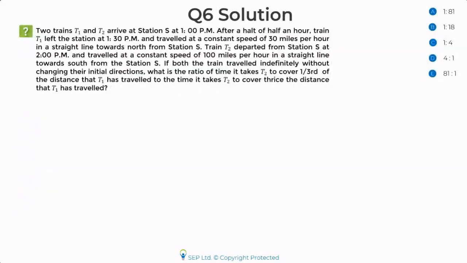Okay, let's read it very quickly together. Two trains, T1 and T2, arrive at station S at 1 p.m. So they are giving me a timeline of 1 p.m. I don't have any idea what's going to happen next, so I'll just mark 1 p.m. somewhere here like this. After a halt of half an hour, train T1 left the station at 1:30 p.m. Again, let me write it like this: 1:30 p.m., T1 left, and the speed was 30 miles per hour in a straight line towards north from station S.